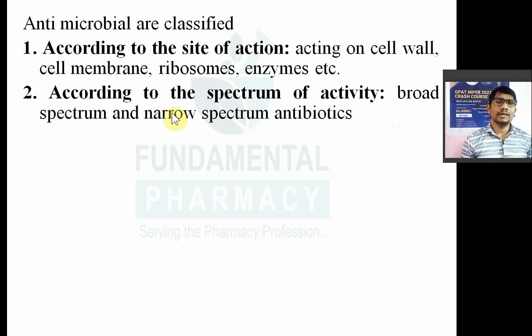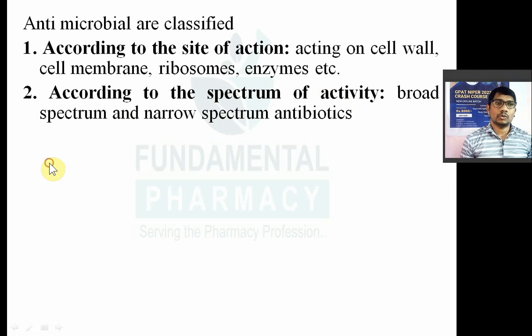Chloramphenicol is also broad spectrum. Then what do narrow spectrum antibiotics mean? Narrow spectrum antibacterial drugs are particularly active against a particular type of organism. For example, penicillins only act on gram positive bacteria, so that's why they are known as narrow spectrum antibiotics. Broad spectrum means these antibiotics are active against a variety of organisms. Narrow spectrum means they are only active against a particular class of organisms.